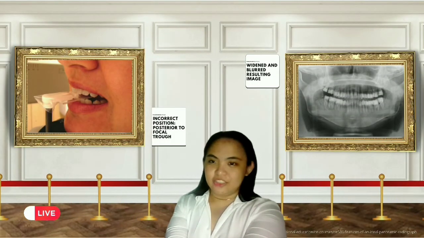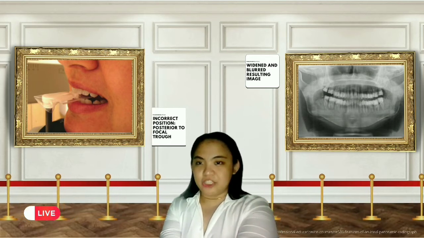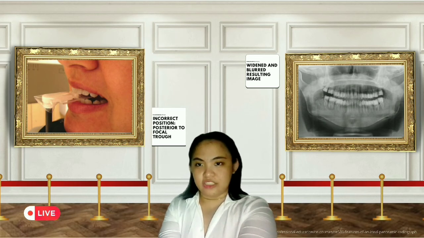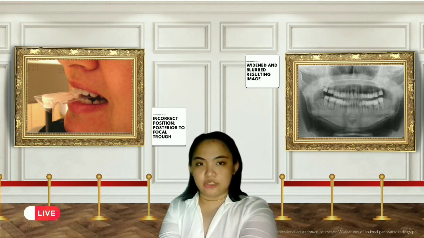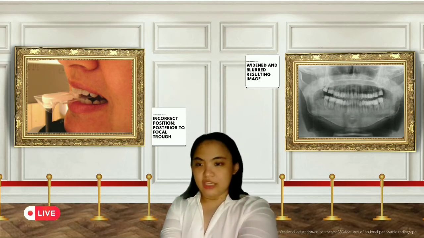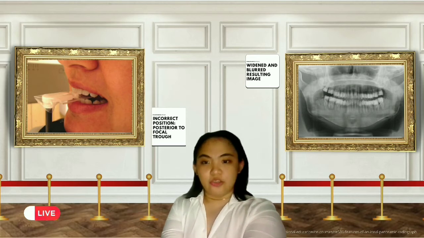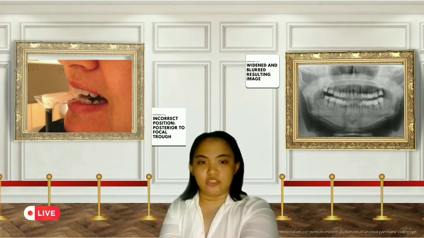Okay, next, we see here the posterior of the focal trough. If the patient's anterior teeth are not positioned in the focal trough, as indicated by the groove in the bite block, the teeth appear blurred. If the patient's anterior teeth are aligned too far back on the bite block, or posterior to the focal trough, as you see here in the photo, if you look closely, you will see that the teeth have been placed too far back and not on the bite block.